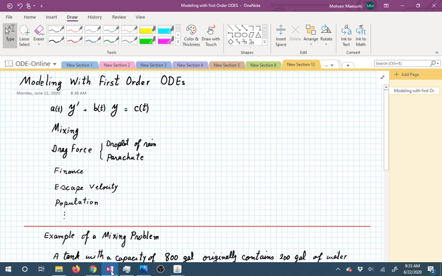So you remember the first order equation for us: a of t times y prime plus b of t times y is equal to c of t. For the time being, we are just going to concentrate on linear first order equations and then perhaps bring in nonlinear cases in a future lecture.